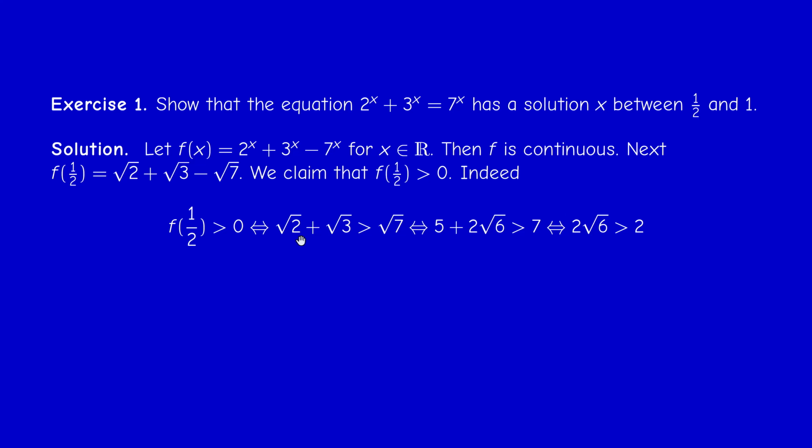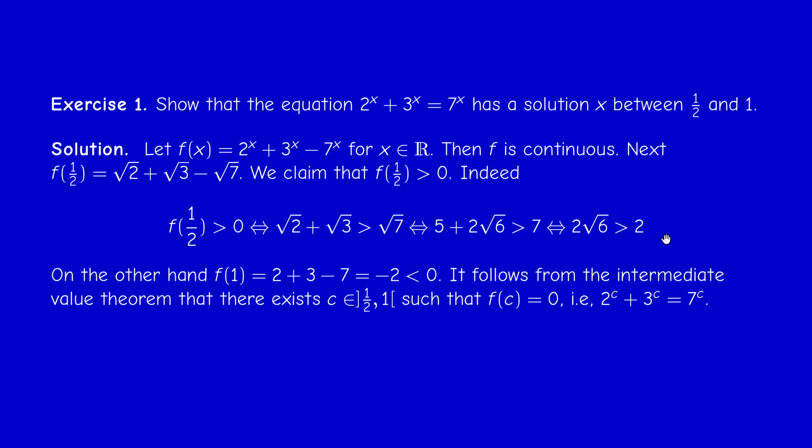Okay? Because f(1/2) positive is equivalent to saying that radical 2 plus radical 3 is bigger than radical 7. And when you square, you get 5 plus 2 radical 6 bigger than 7, and when you subtract 5, you get 2 radical 6 bigger than 2, so it's true. So even without a computer, you can check that f(1/2) is positive. And on the other hand, f(1) is negative. So by the intermediate value theorem, f vanishes at some point between 1/2 and 1. And that's it.